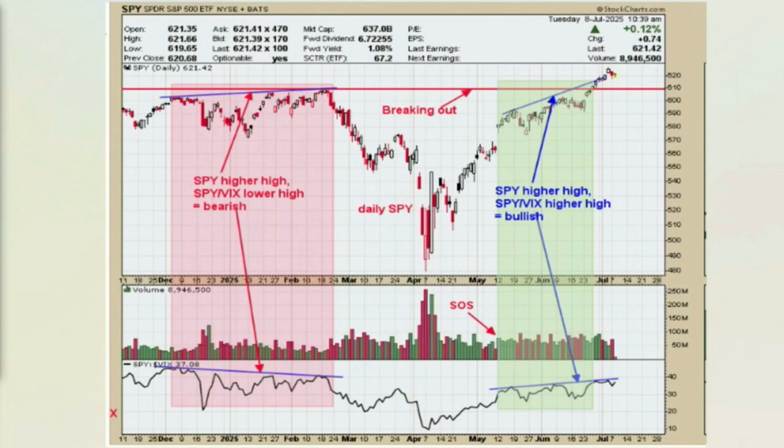And here's another thing. This is the second window. The bottom window is the SPY VIX ratio. This is on a daily, and the top window up here is the SPY.